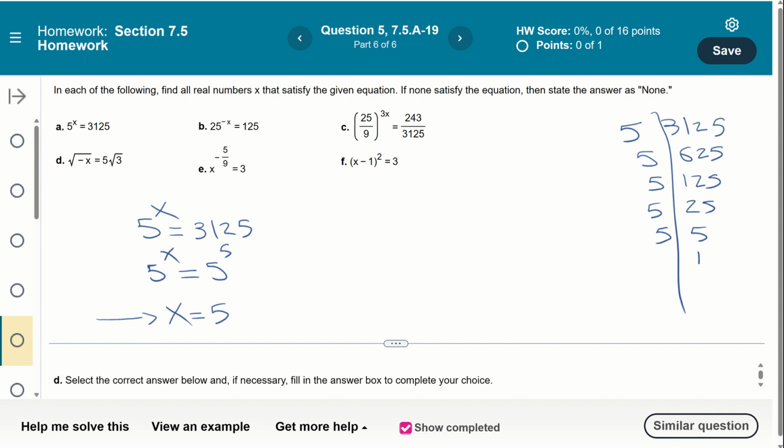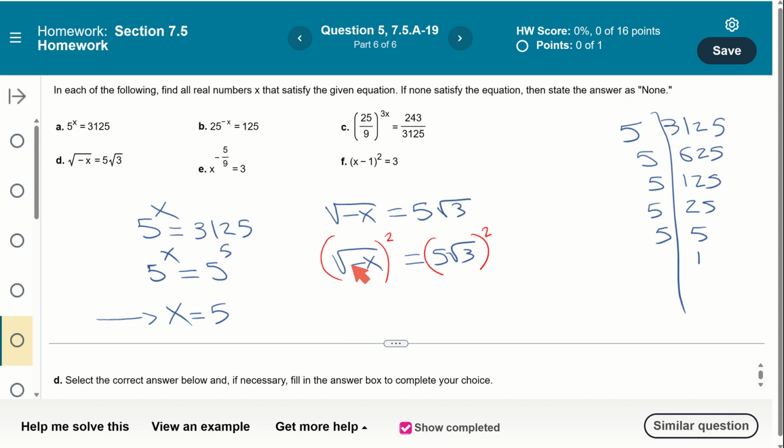How about we look at part D together. We have the square root of negative x equals 5 radical 3. Now, how do I get this variable out of the square root? Well, I can do that if I just square both sides. So that's what I'm going to do. So I'm just going to square both sides.